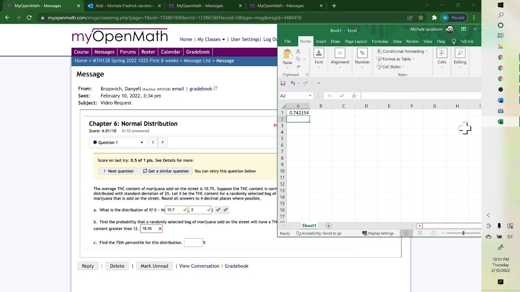Now, this value is the percent below 12. We want the percent above 12. So then you can go equals 1 minus and then click on that answer you just got, hit enter, and there's your probability. So 25.8, depending on how many decimal places they want, 4 decimal places.